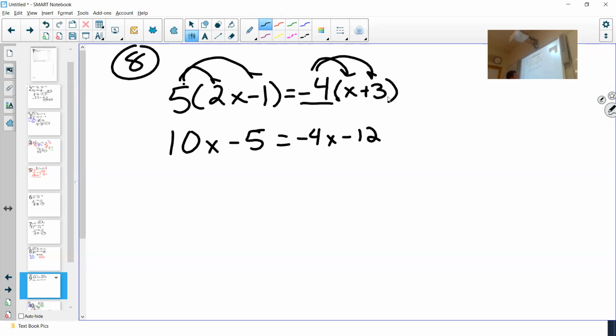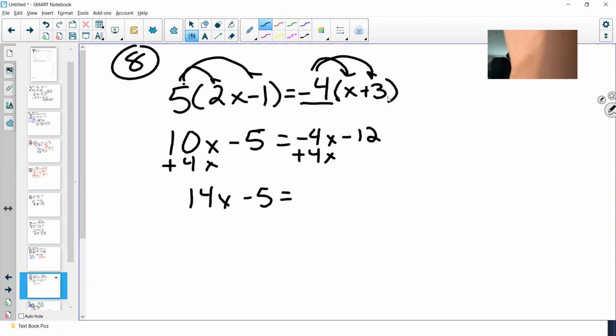Tara, you got it. Free to go. Rachel, no. I did that also. Okay. Yael, you got it. You're free to go, Yael. All right. So then we're going to do plus 4x on both sides because the negative 4x is smaller. Craig, you got it. 14x. I imagine that was a lot of people's. Thank you. Equals negative 12. Noah, you got it. Kira, nope.